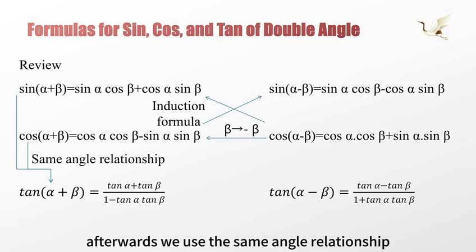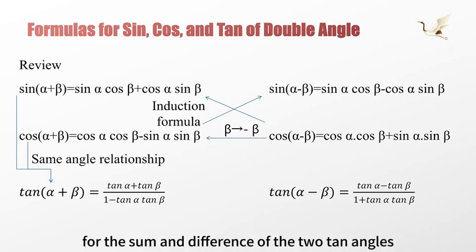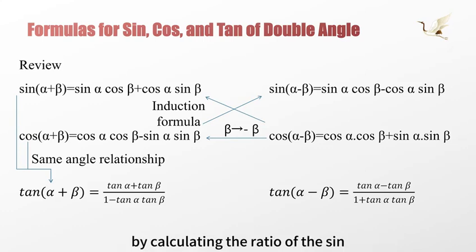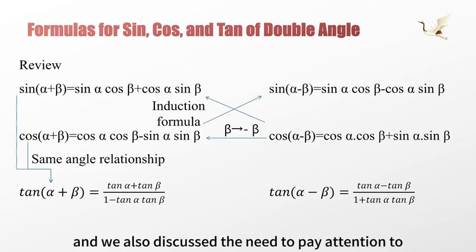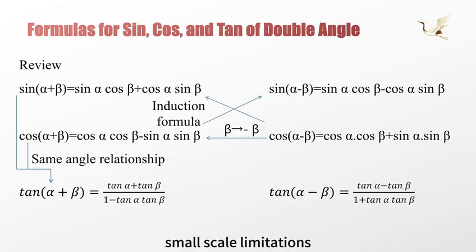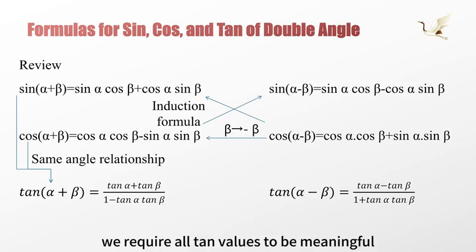Afterwards, we used the same angle relationship to obtain the formula for the sum and difference of two tangent angles by calculating the ratio of the sine and cosine of the same angle. Let's take a look together. Tangent(alpha plus beta) is equal to (tangent alpha plus tangent beta) divided by (1 minus tangent alpha tangent beta). Tangent(alpha minus beta) is equal to (tangent alpha minus tangent beta) divided by (1 plus tangent alpha multiplied by tangent beta). And we also discussed the need to pay attention to the corresponding limitations when using the tangent formula. That is to say, we require all tangent values to be meaningful.